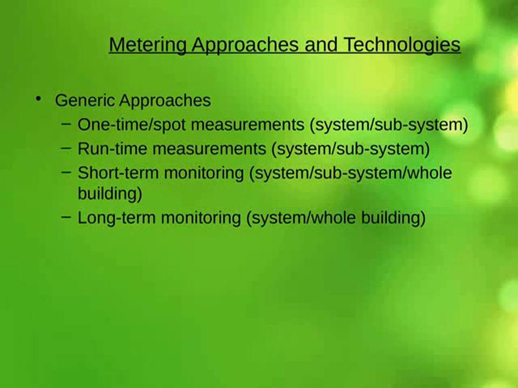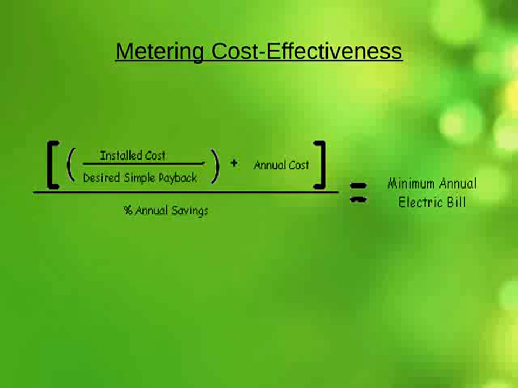Next slide, please. When we talk about cost effectiveness, this is an equation that is also found on the DOE site that you can go and look at. Basically, it's saying the install cost by the simple payback plus the annual cost. When you know a factor, such as the minimal annual electric bill or the savings that you're trying to achieve, this equation is commonly used.